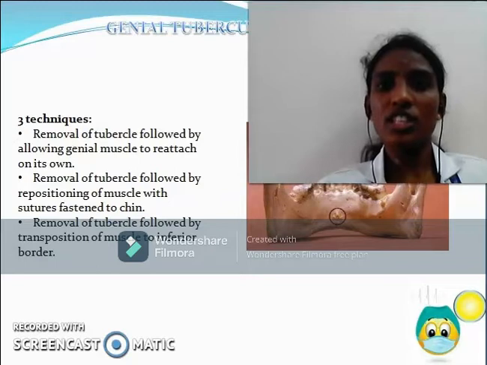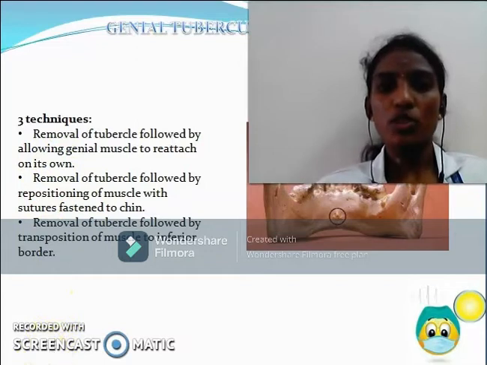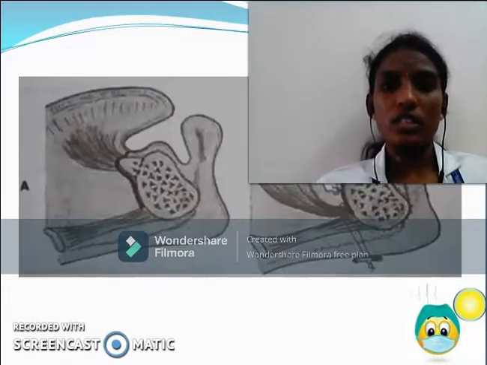Three techniques of genial tubercle reduction are: removal of the tubercles followed by allowing the genial muscles to detach on their own; removal of the tubercles followed by repositioning the muscles with sutures fastened to the chin; and removal of the tubercles followed by transposition of the muscle to the inferior border of the tubercle.